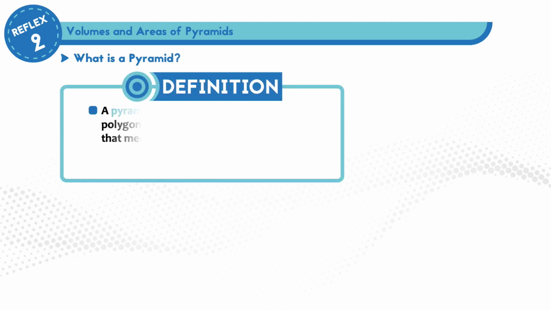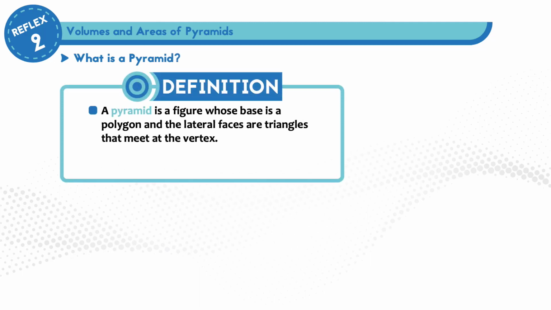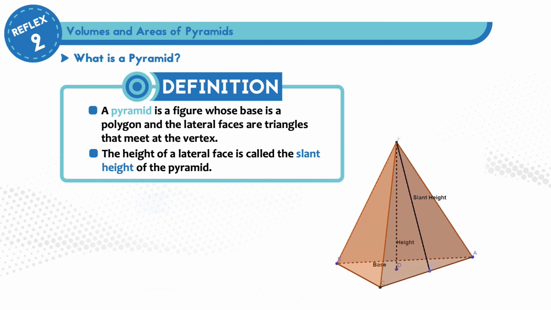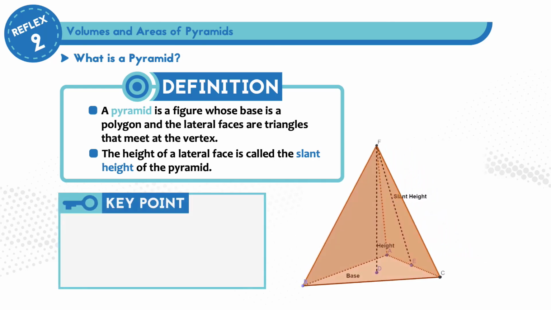What is a pyramid? A pyramid is a figure whose base is a polygon and the lateral faces are triangles that meet at the vertex. The height of a lateral face is called the slant height of the pyramid. And here are a couple of key points to consider.